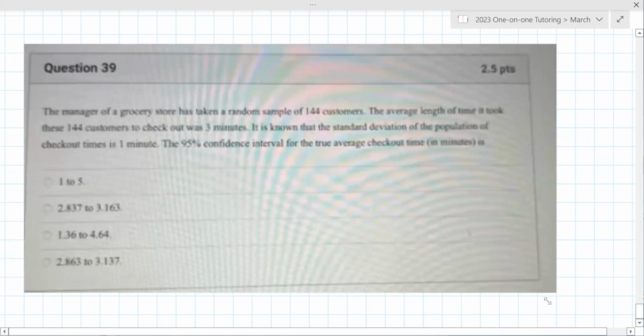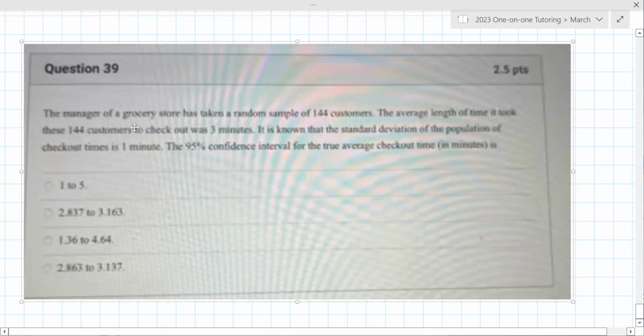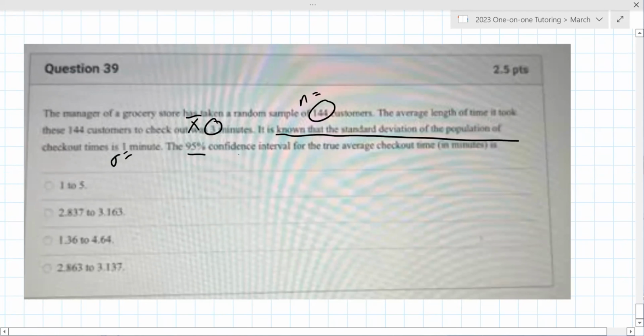We got 10 more minutes, 11 minutes here. I doubt these will take 5 minutes each. I was working with a student earlier, a problem did take 10 minutes, but this one should not. So, manager of a grocery store is taking a random sample, 144 customers. The average length of time it took these customers was 3 minutes. That's X bar. It is known that the standard deviation of the population, that's sigma, 95% confidence interval. So is this a Z interval or a T interval? Yes, because sigma is known.